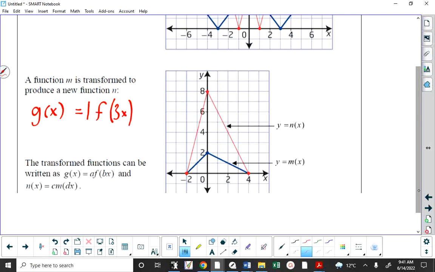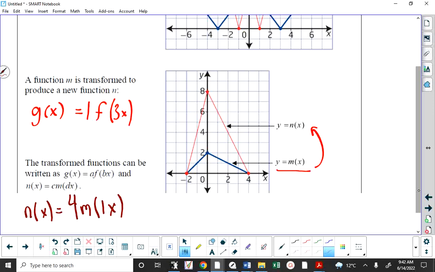from m to n. So from m to n involves no horizontal stretch, which means that n of x has a b value for m of 1. You know, what makes this confusing is all the different letters, isn't it? Has m of x been stretched vertically to get n of x? By what factor? 4. So that means that A is 1, B is 3, C is 4, D is 1.